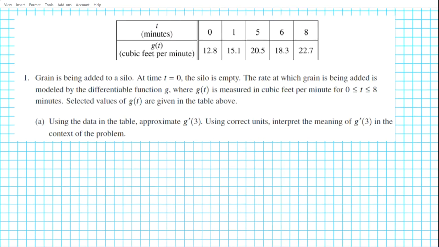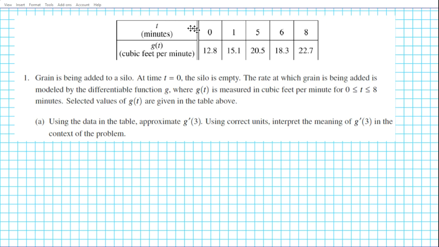Alrighty, let's take a look at question 1. It reads, grain is being added to a silo. At time t equals 0, the silo is empty. The rate at which grain is being added is modeled by the differentiable function g, where g of t is measured in cubic feet per minute from 0 to 8 minutes. Selected values of g of t are given in the table above.